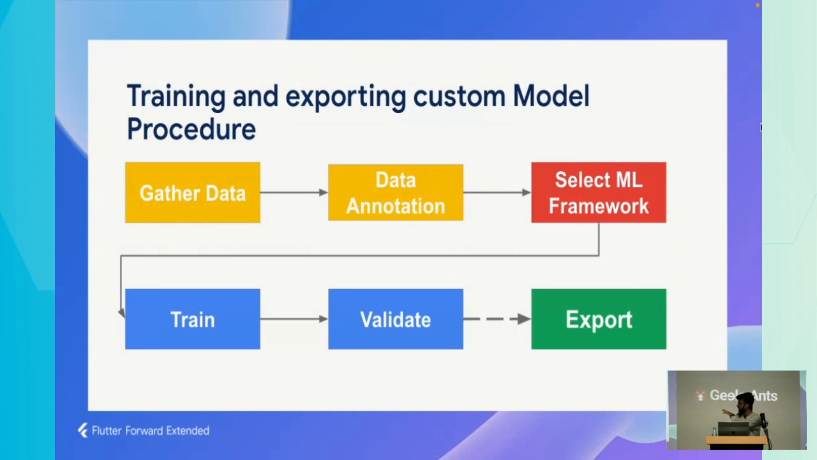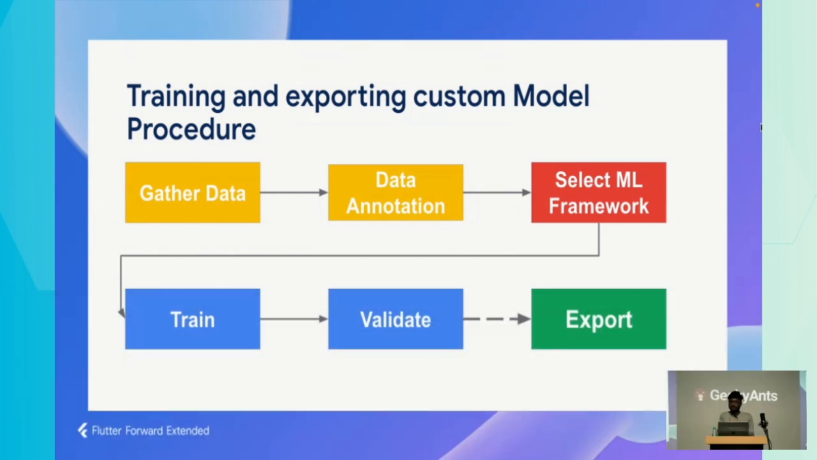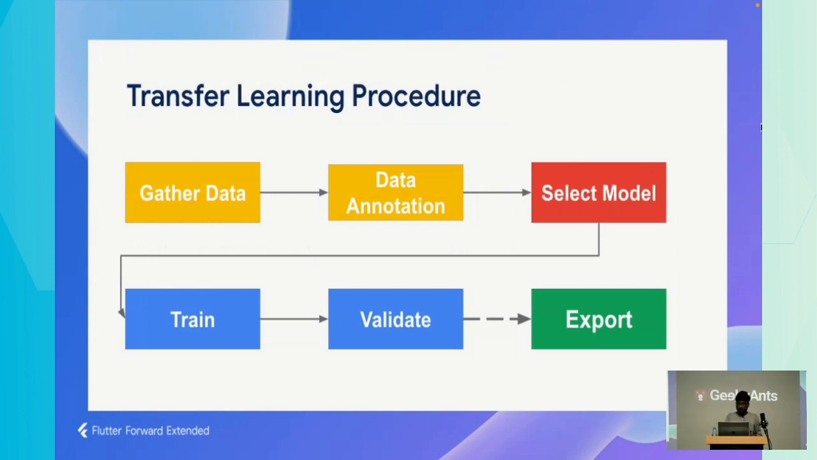This is a very high-level overview of how we do deep learning model generation using the custom approach. We have to gather the data, and annotate the data, saying this is a car, this is a bottle, etc. Then we select a framework, either TensorFlow or PyTorch, and then we train and validate, because showing a picture of an auto should not be detected as a truck. So we have to validate with the exceptional cases as well, and once we are ready to export, we can completely use it. And then we also have the transfer learning procedure. It is as simple as that.